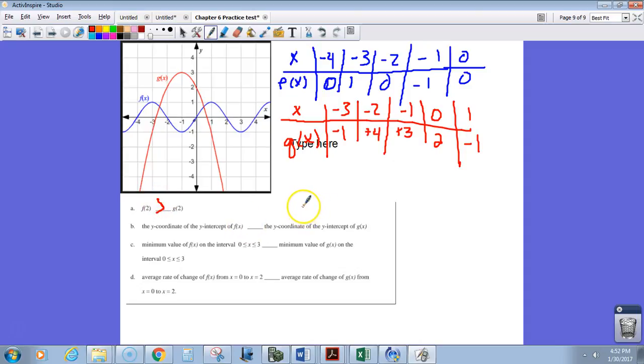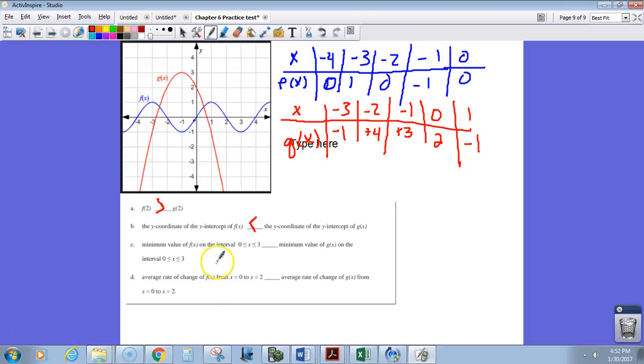The y-coordinate of the y-intercept of f of x, so that's 0, that's the blue line at the y-intercept, is blank, then the coordinate is smaller than. So the blue line is smaller than the red line at the y-axis, right? Smaller than.